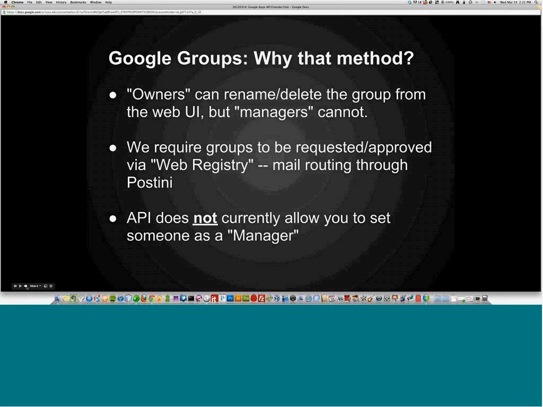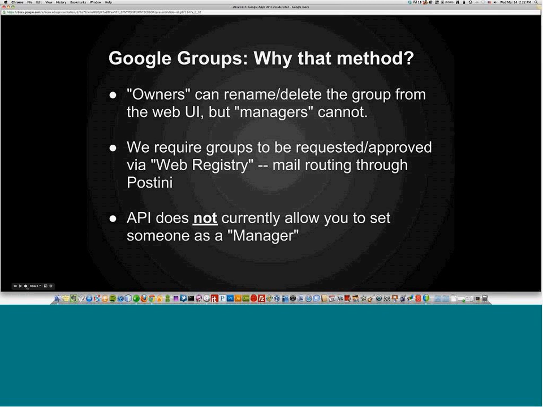Google Groups, why that method? The reason we do that process is that if you are an owner of a Google group, if you have that permission, then you're allowed to rename or delete that group using the web UI, but managers are not able to do that. So we don't want groups changing email addresses without us knowing. We don't want them to disappear without us knowing, or get created without us knowing for that matter. That's why we funnel everything through Web Registry.